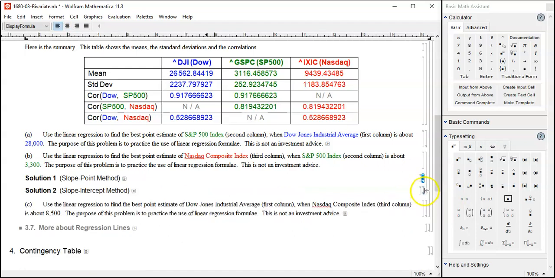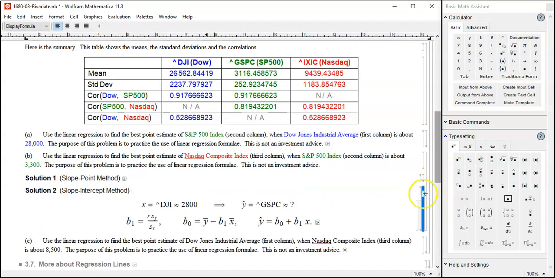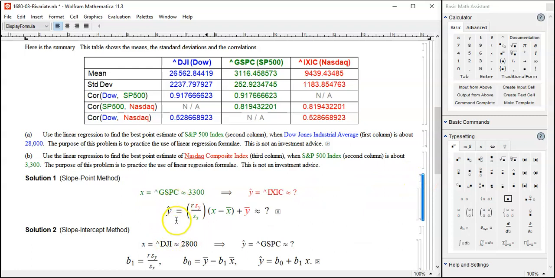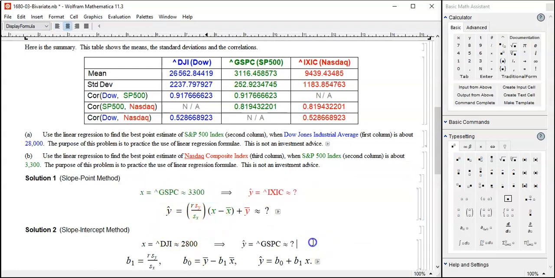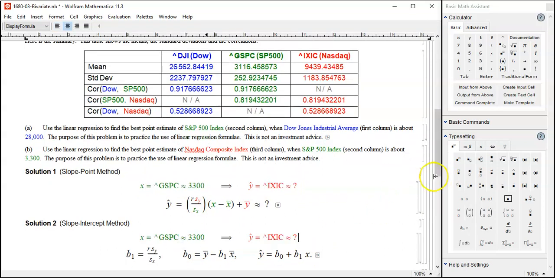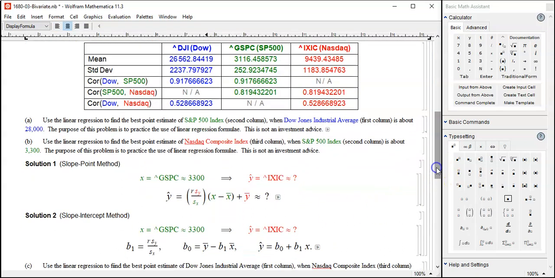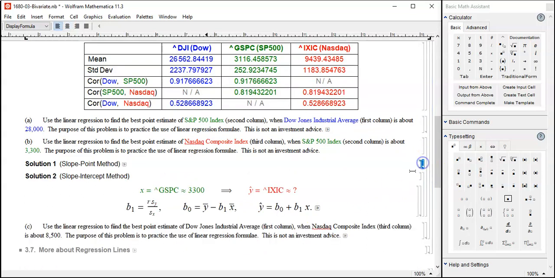Okay, that was one-step process. And here is three-step process, textbook's method. Excuse me. This is wrong. Okay, S&P is known, and then we're going to find that Nasdaq. Okay, and then here's a three-step process.